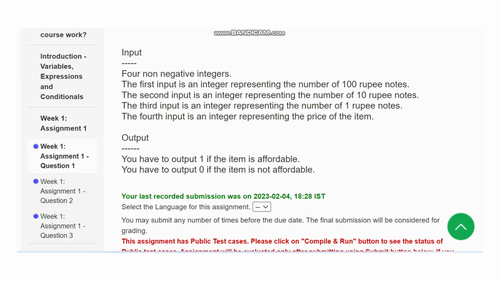Clearly, here we can give 4 inputs and we get only 2 outputs, either 1 or 0. The output is 1 whenever the product cost is less than or equal to your amount. And you get the output as 0 if the product cost is greater than your amount. Here I can implement the code using the C language.